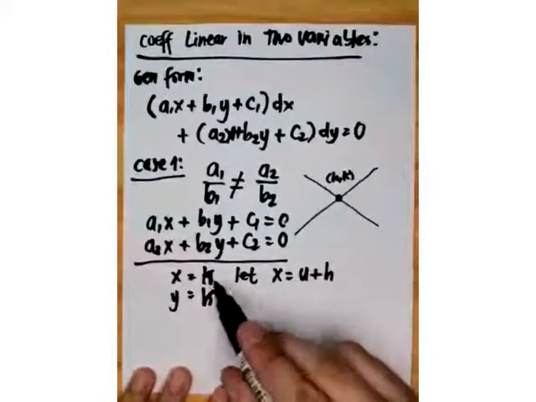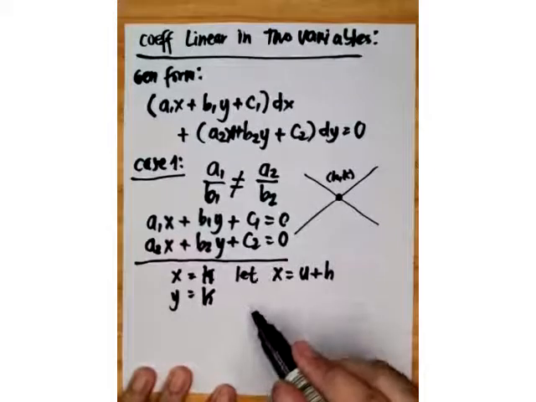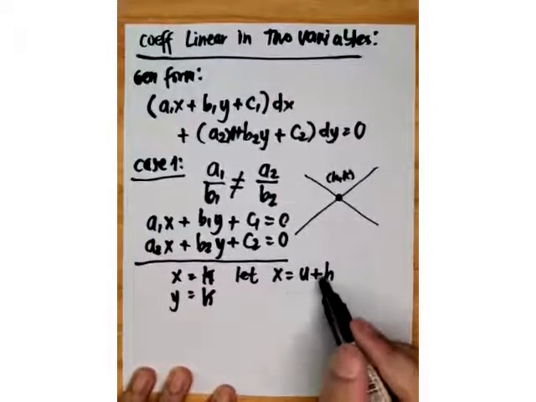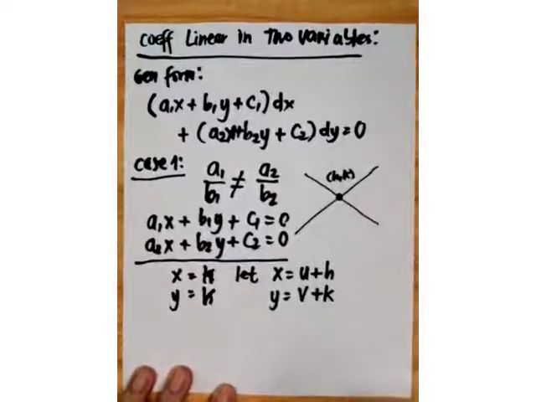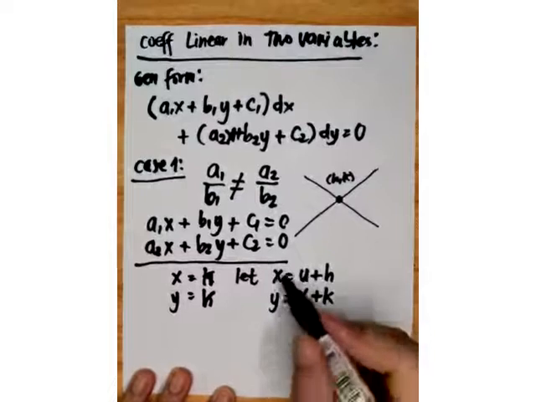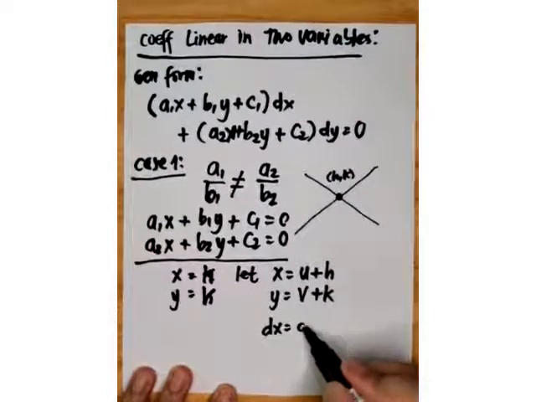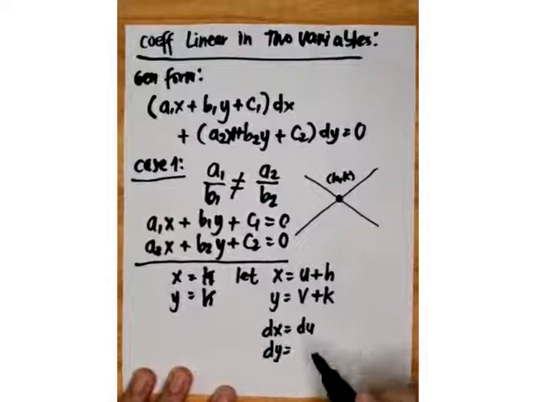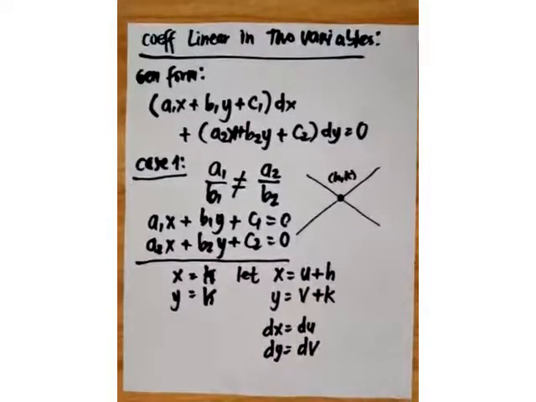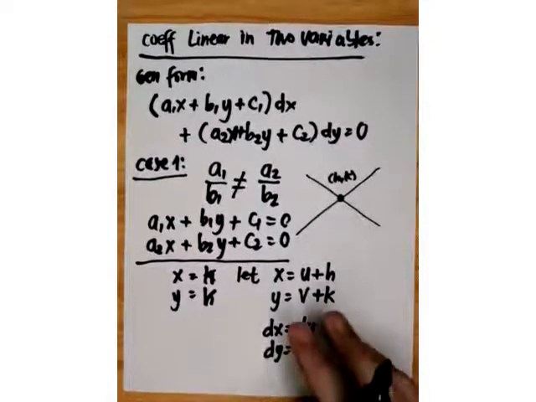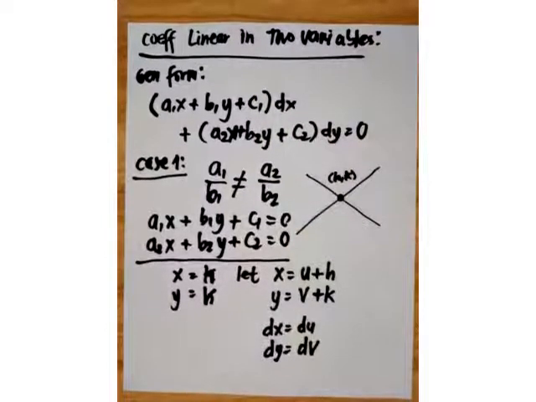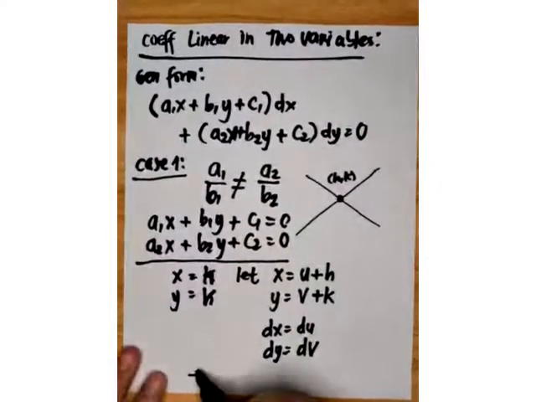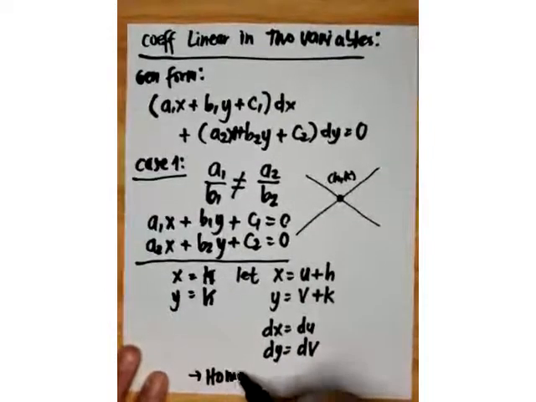Once you have the values of h and k, we substitute: let x is equal to u plus h, and y is equal to v plus k. Then differentiate both, so dx is equal to du and dy is equal to dv. What is the purpose of this? We substitute these four into our given differential equation and simplify. After simplifying, our target is to make it homogeneous.